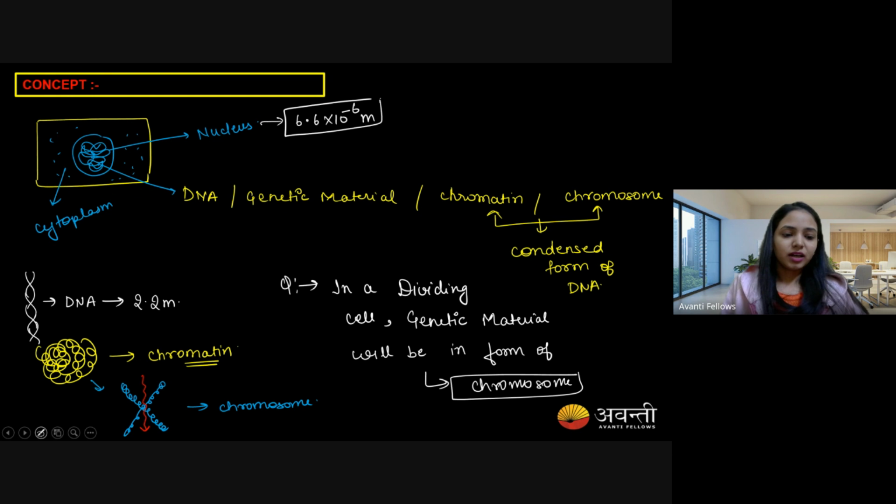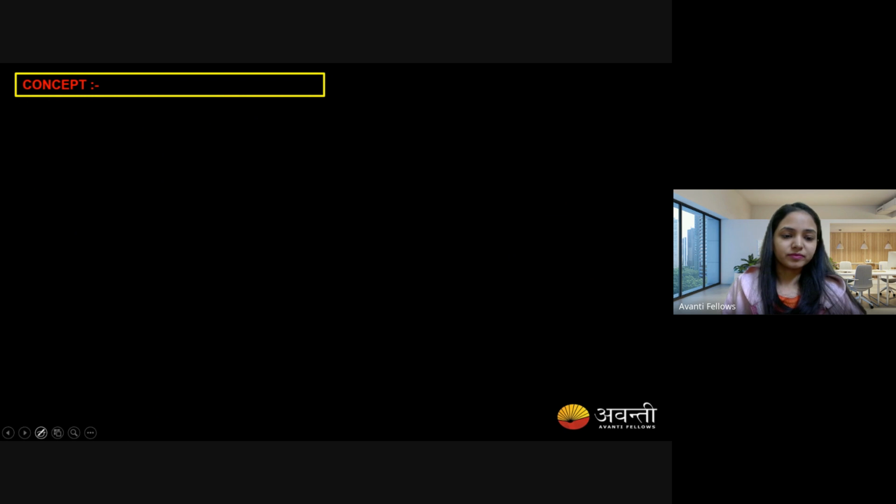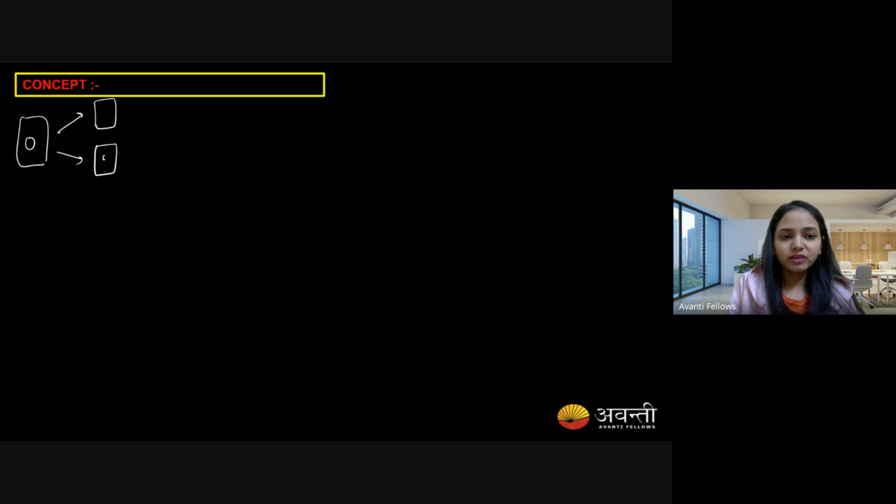Okay then, let's move on to the next point. Have a cell, and we need to divide it into two equal parts. Before dividing the cell, we need to increase the cytoplasmic content of our cell, as well as we need to increase the genetic material of a cell so that we can divide it into two equal parts.